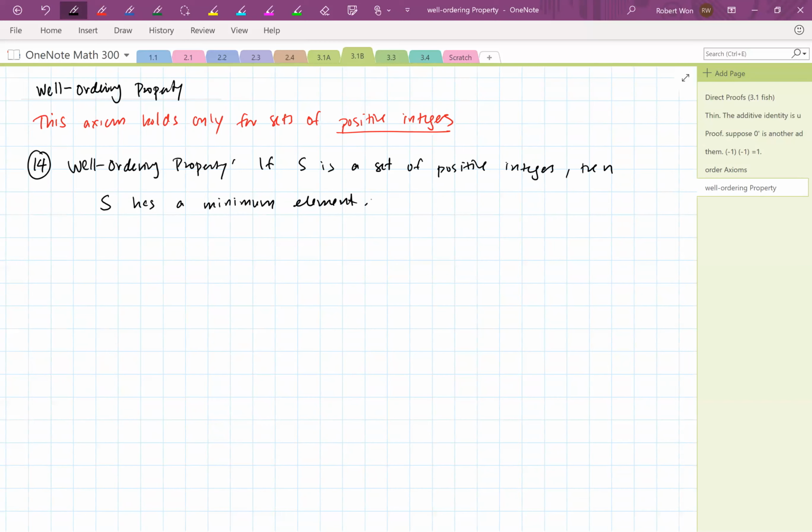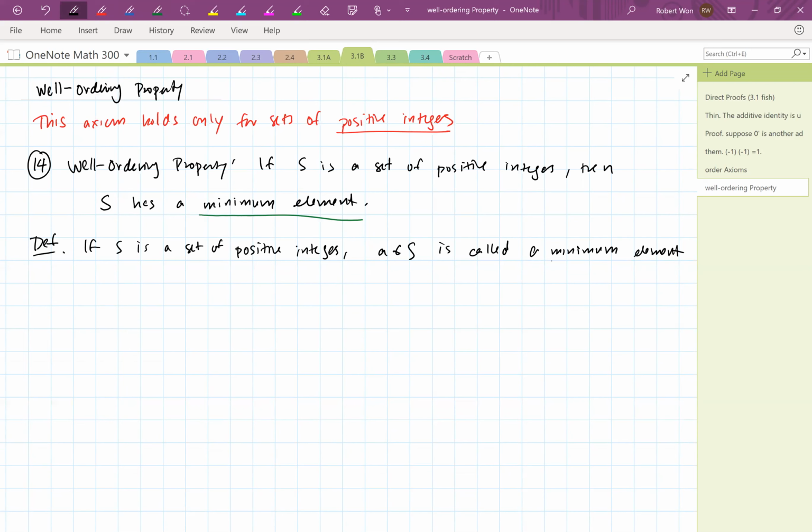Okay, you may notice that I haven't defined what a minimum element is, so I should do that. So let's define this. Here's the definition. If S is a set of positive integers, then A in S is called a minimum element if A is less than or equal to B for all B in S. So if you have an element that's less than or equal to every other element in your set, that's called a minimum element.